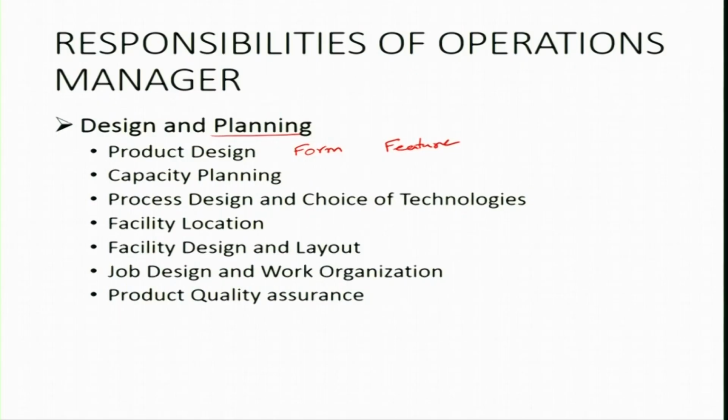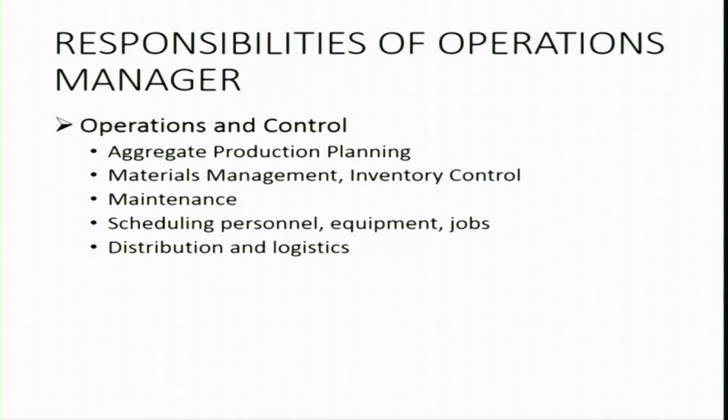So, this is one aspect of the activities which an operations manager is going to perform. The second set of activities are related to control and operations, that is aggregate production planning, which is a medium range planning thing, and then materials management, inventory control, maintenance of the equipment and processes, scheduling of the personnel, equipment, tools, jobs, etc., and distribution and logistics. Along with this, the control of quality, control of cost and control of other resources are also important responsibilities for the operations manager.